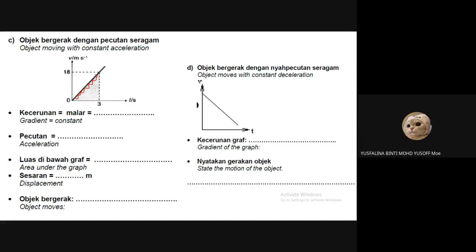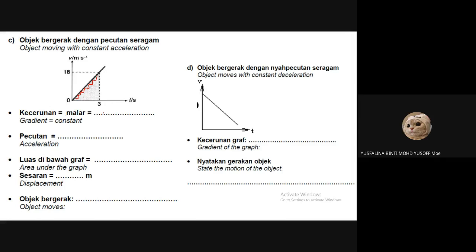When the size of the triangle is the same, it means the gradient is also the same, because the triangle represents the gradient. And we already know that when the gradient is the same, the acceleration should also be the same, because for a graph of velocity against time, the gradient represents acceleration. So the gradient is constant.